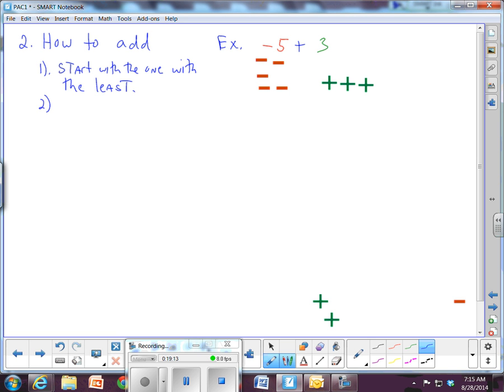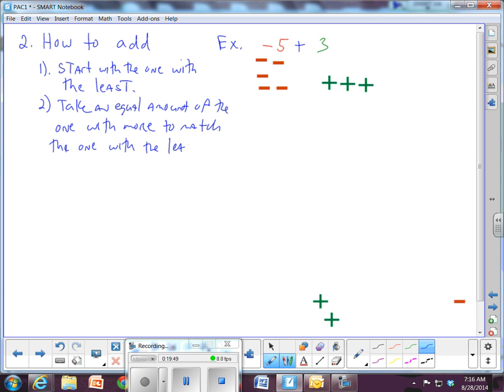Number 2, take an equal amount of the one with more. Take an equal amount of the one with more to match the one with the least.